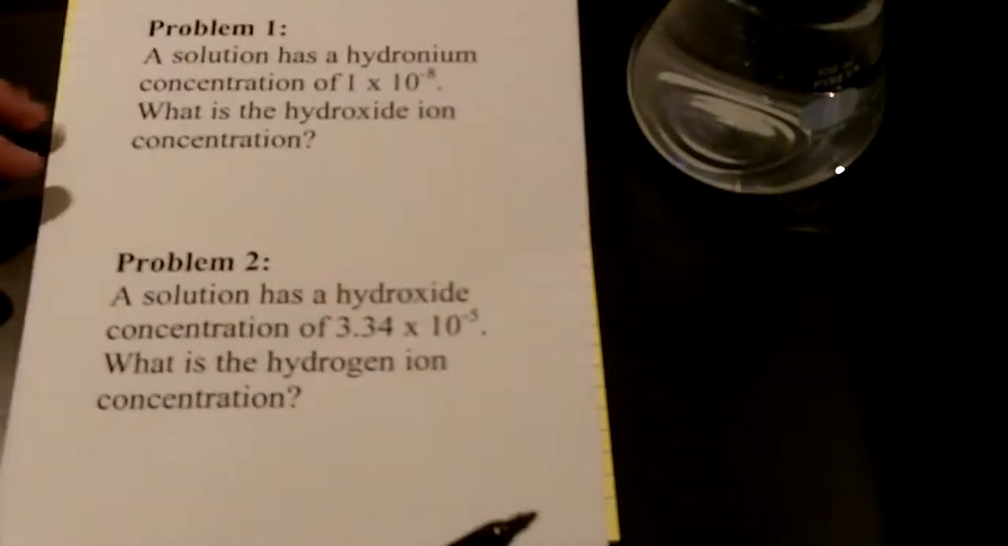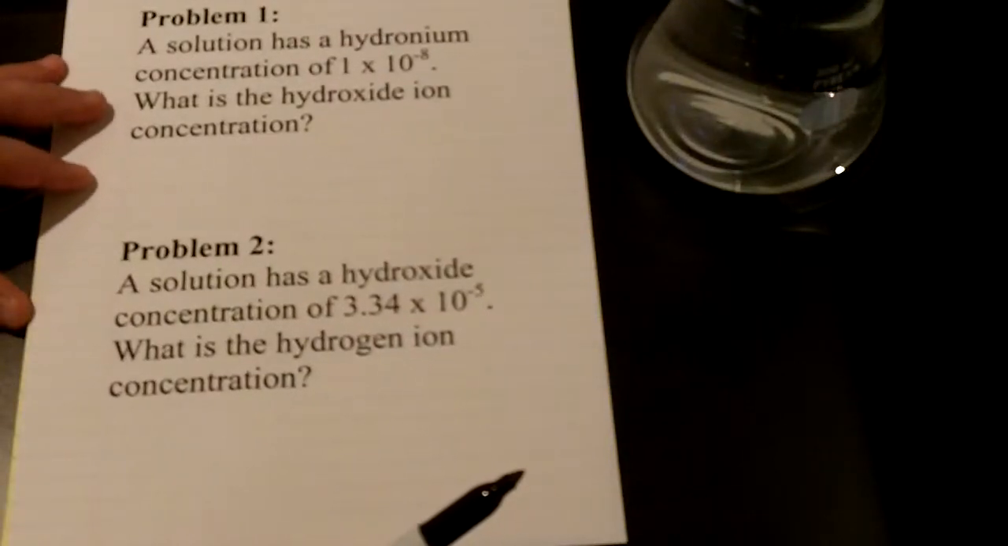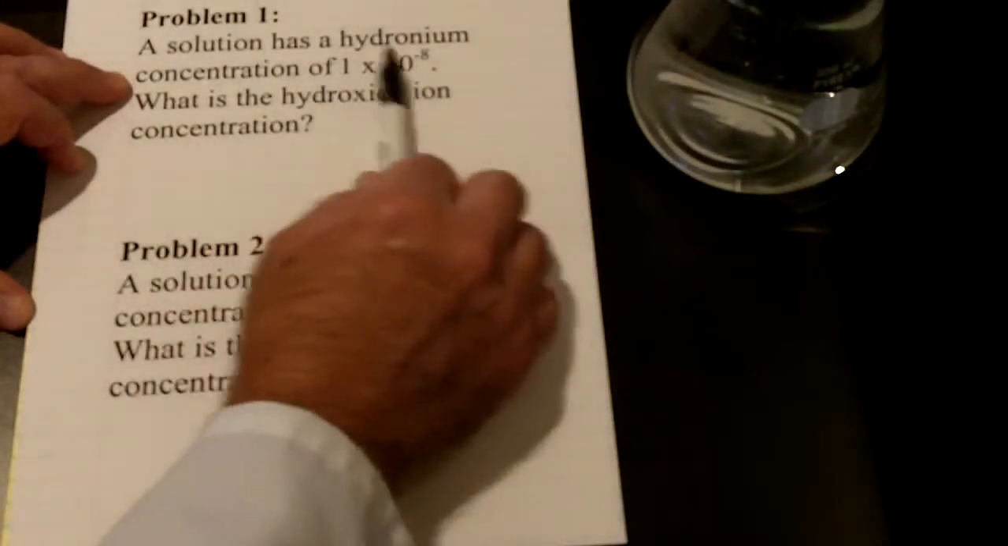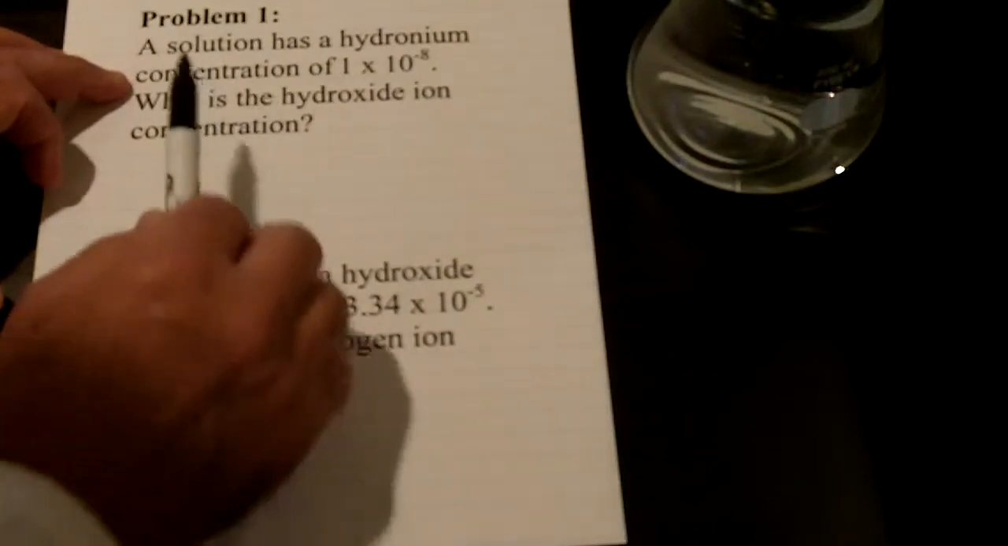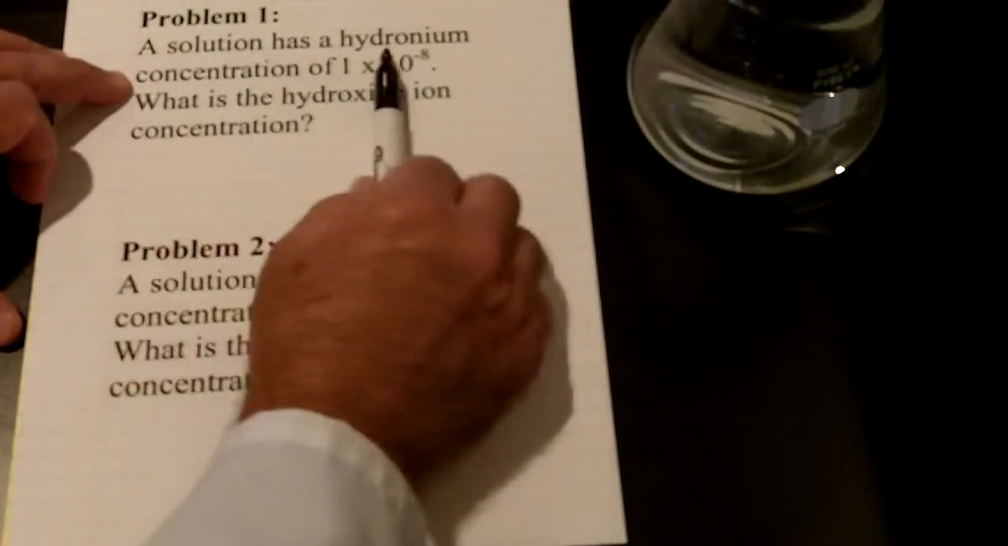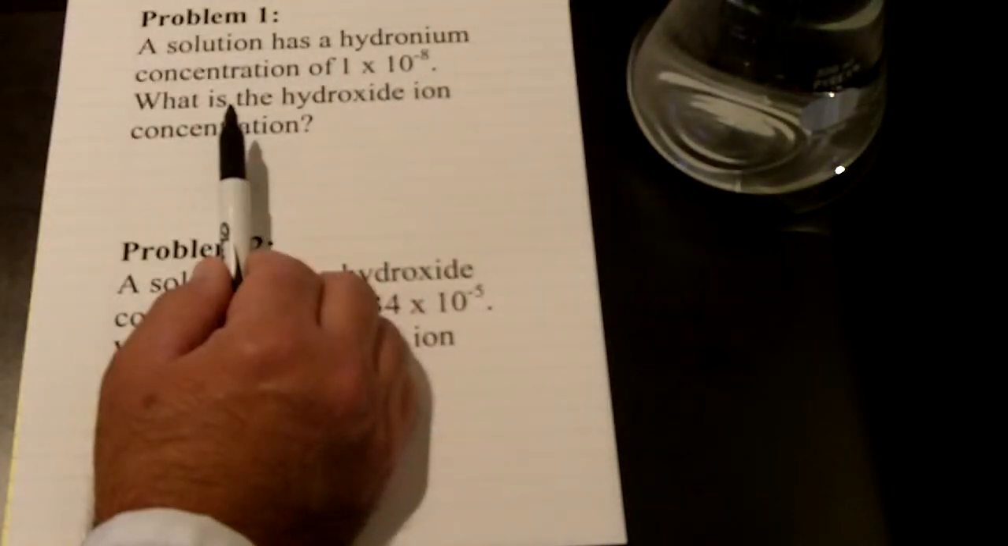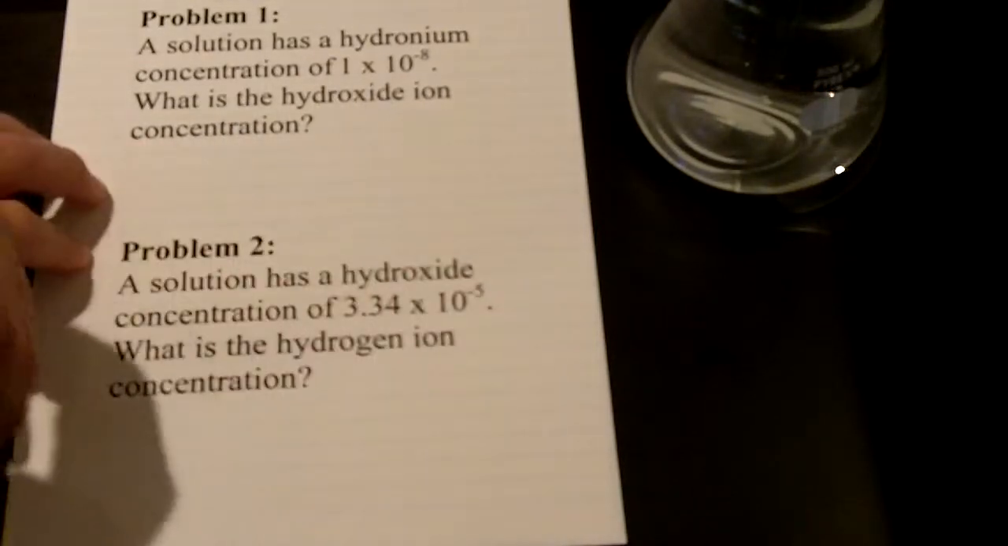Let's take a look at a problem. Our first problem says this: a solution has a hydronium ion concentration. Remember, I could have just as easily said hydrogen ion concentration. They're the same for our purposes. But a solution has a hydronium ion concentration of 1 times 10 to the negative 8. And we want to know what the hydroxide ion concentration is.